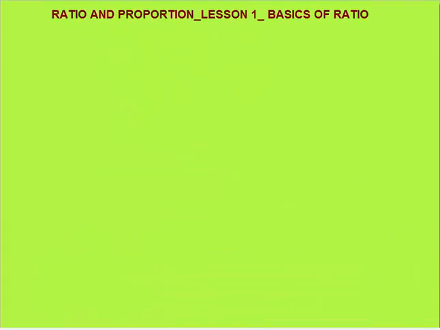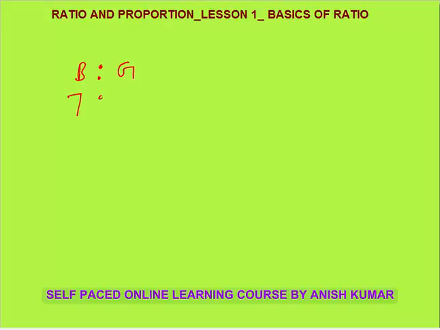Let me explain with an example, it will make the concept clearer. Let's say in a class, the boys and girls are in the ratio 7:4. This is given to you. Total number of students is 99. How many boys are there and how many girls are there? This question can be solved in two ways, very important.